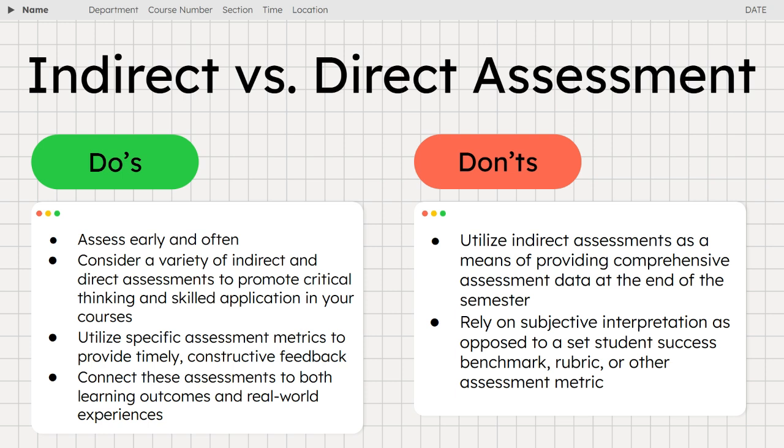There are, however, some don'ts, right? Don't utilize indirect assessments as a means of providing comprehensive assessment data at the end of the semester. That's not to say that the information's not valid or important in any way, but it's not going to give you that full picture that you would otherwise want. And number 2, do not rely on subjective interpretation as opposed to a set student success benchmark, rubric, or other assessment metrics.